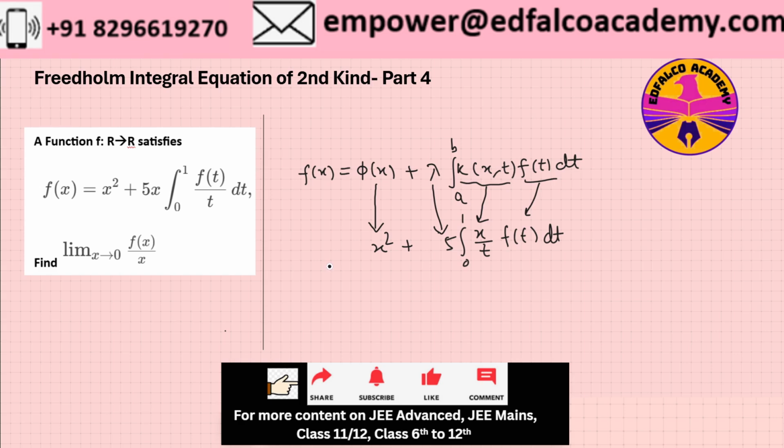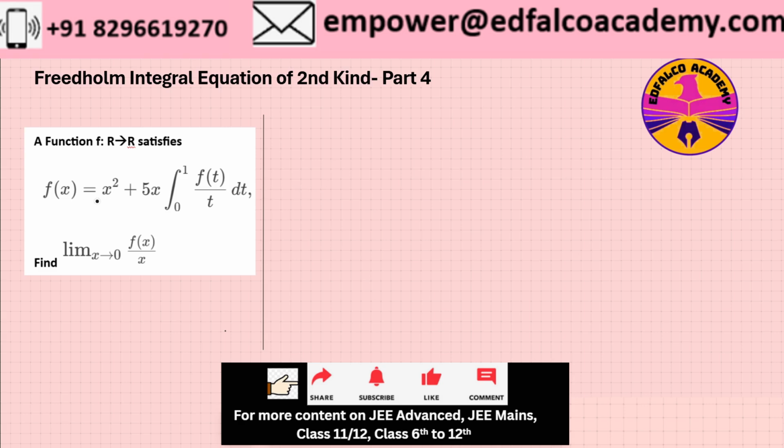So let's see how we solve this, and then how we find what is asked in the question. Here we observe that the function of x is given in terms of an integral of the same function. So in this case, let's say that the integral from 0 to 1 of f of t upon t dt is equal to some constant c. This is a definite integral between two constant limits, so the value must come out to be a constant. We assume the value to be c.